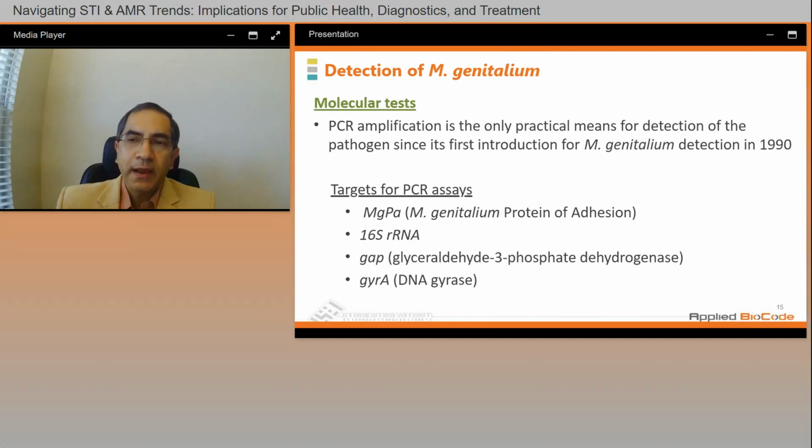PCR remains the most practical and sensitive method for detecting Mgen in patient specimens. Since its first introduction for Mgen detection in 1990, a number of LDTs are developed for detection of Mgen. These LDTs utilize several genes in Mgen. Some of those are listed in the slide, including MGPA, 16S rRNA, GAP, and deoxyribonucleic subunit A.